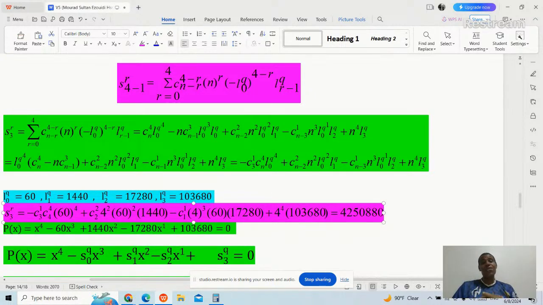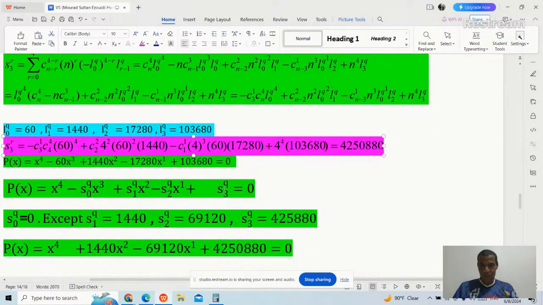Therefore, I can write my new polynomial that, in fact, has a relationship with the original polynomial. So my polynomial is that, learners, you see, p of x equals x to the power 4 minus 60x cubed, plus 1,440x squared, minus 17,280x plus 103,680 equals 0.